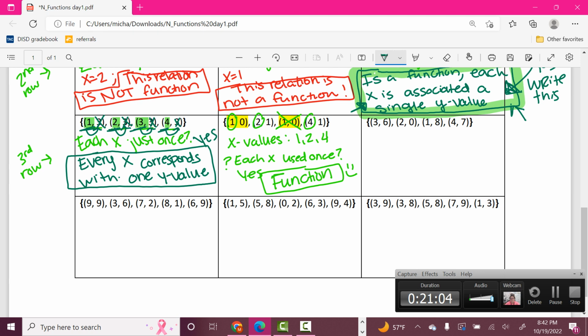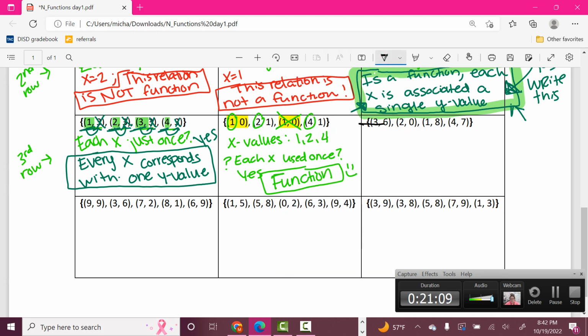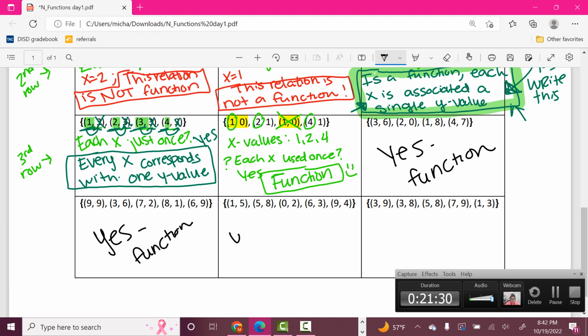Okay. I said we were going to finish out the middle row, and I think I lied. Instead, I'm just going to give you the answer. My bad. Okay, 3, 2, 1, 4. So yes, this is a function. The next one, yes, this is a function. Middle one, 9, 3, 7, 8, 6, 1, 5, 0, 6, 9. Yes, this is a function.